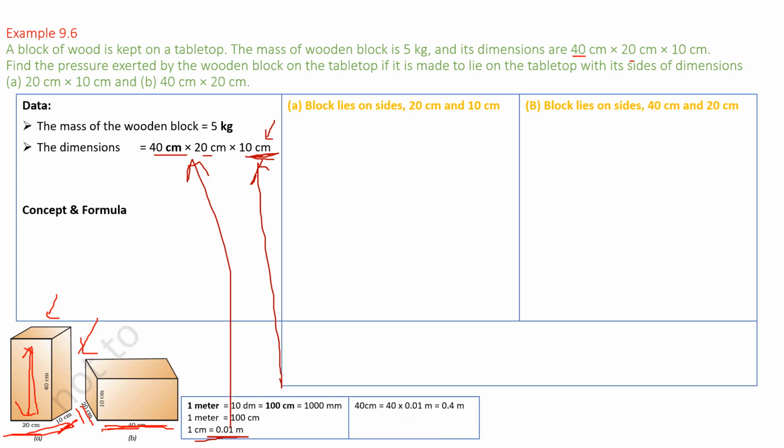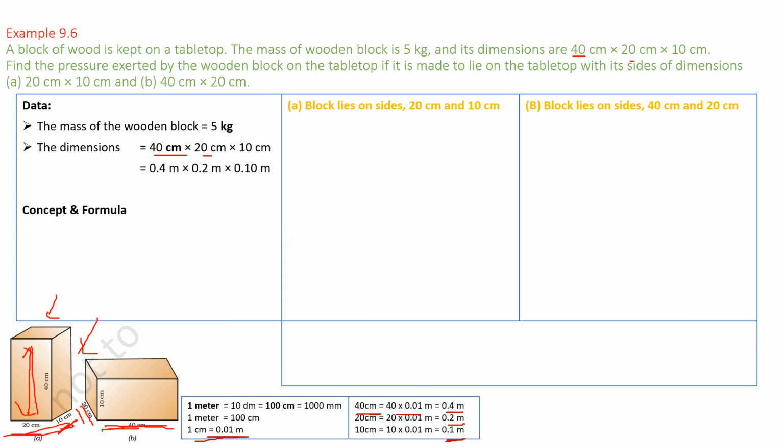Now see, 1 centimeter equal to 0.01 meter, right? 40 centimeters equal to how much? 40 into 0.01, 0.4 meters. Similarly, 20 centimeter is equal to 20 into 0.01, that is 0.2 meters. And 10 centimeter is equal to 10 into 0.01 meter, that is 0.1 meters. Then bring them here, because we need the units in meter, right? So now what are the dimensions? 0.4 meter into 0.2 meter into 0.1 meters.